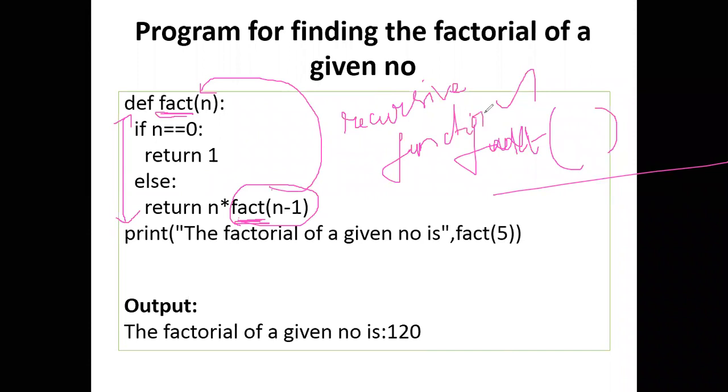A function that calls itself repeatedly is called a recursive function. So here you have the function name called fact. You are coming inside this function fact itself and making a call to the same function, fact of n minus 1. So the n minus 1 value will be available and passed to n. Again, this gets executed.